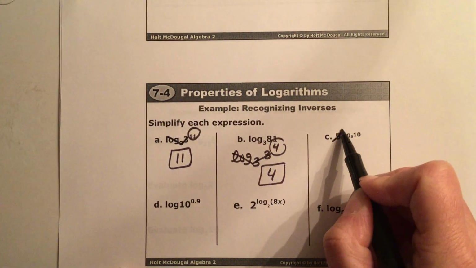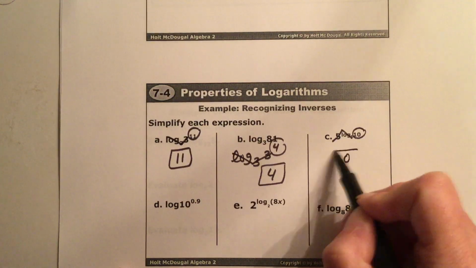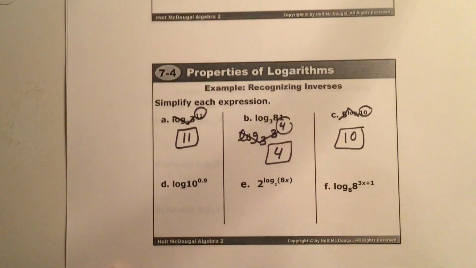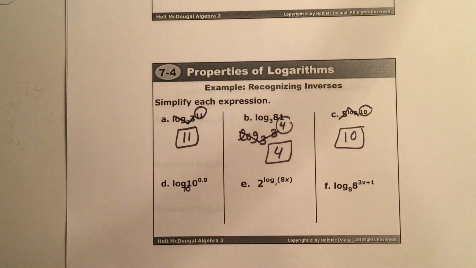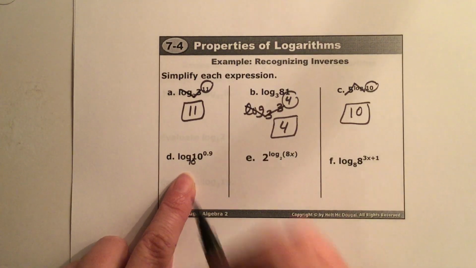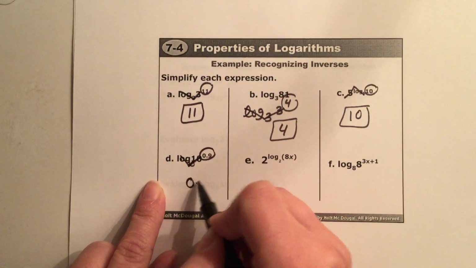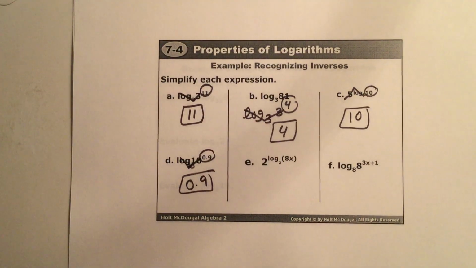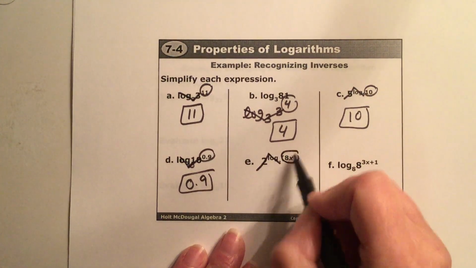5 to the log base 5. Hey, the bases match. They undo one another. All you have left is a 10. If you do not have a base, it is an unwritten 10. Log base 10 of 10 cancels. Your answer is 0.9. Hey, 2 to the log base 2 cancels.